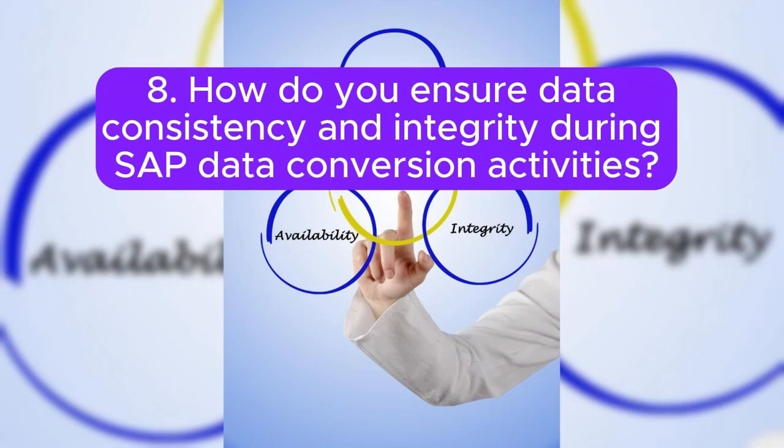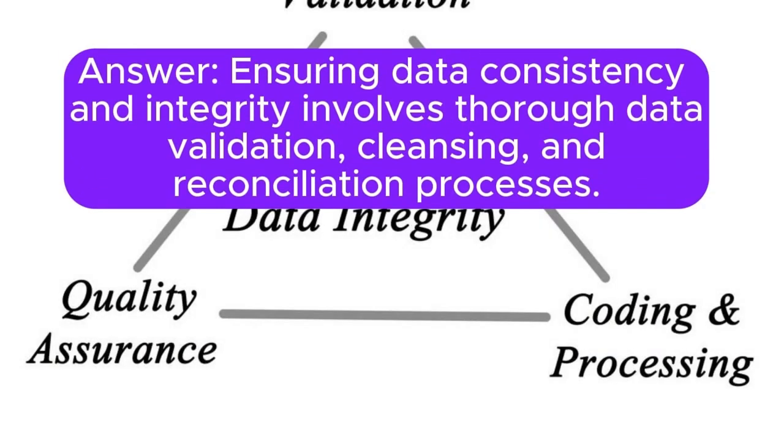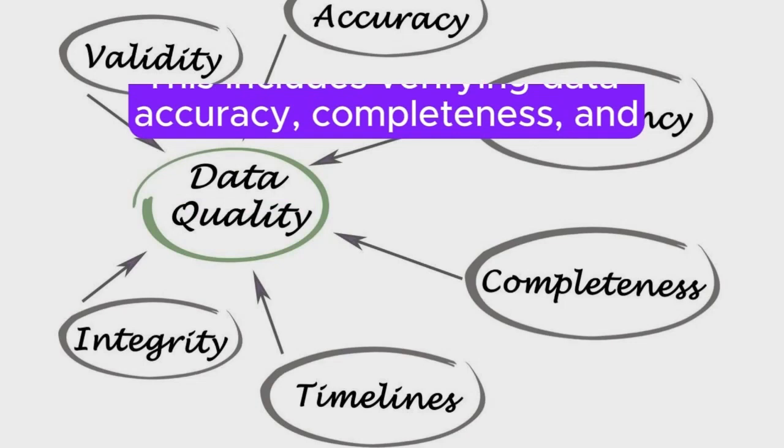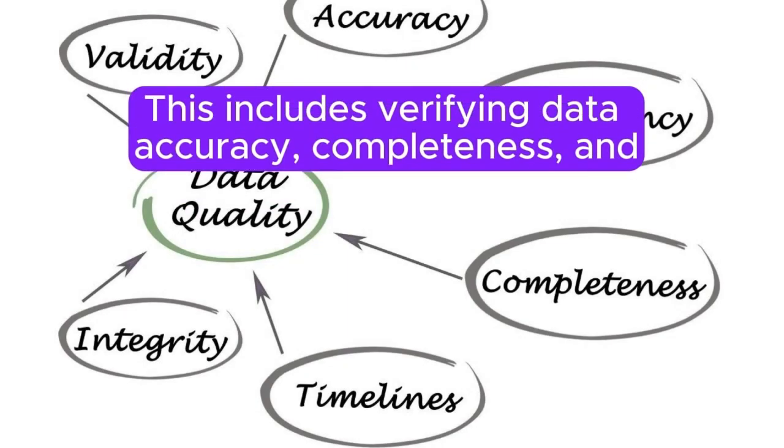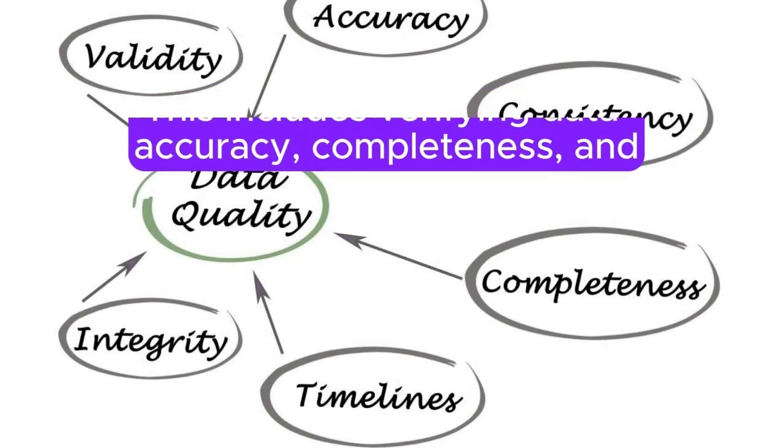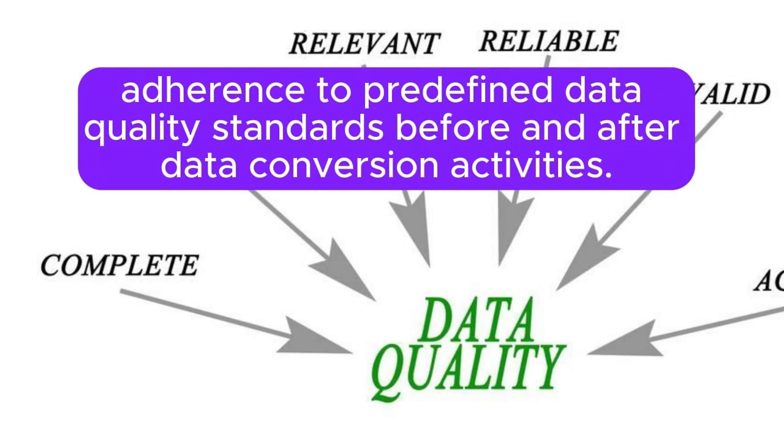8. How do you ensure data consistency and integrity during SAP data conversion activities? Answer. Ensuring data consistency and integrity involves thorough data validation, cleansing, and reconciliation processes. This includes verifying data accuracy, completeness, and adherence to predefined data quality standards before and after data conversion activities.